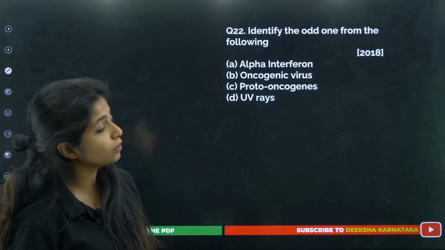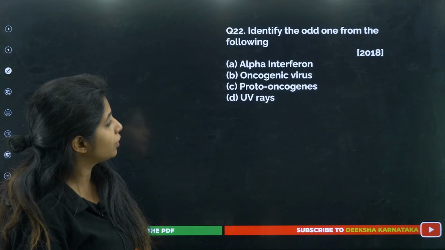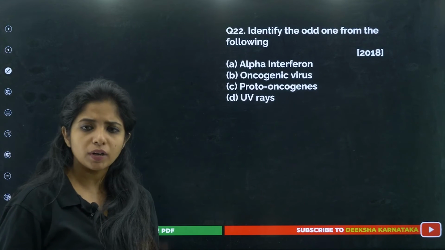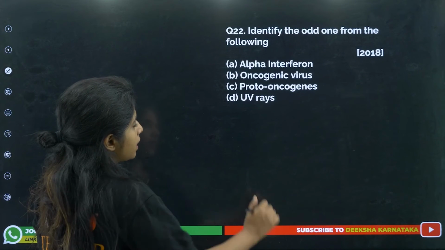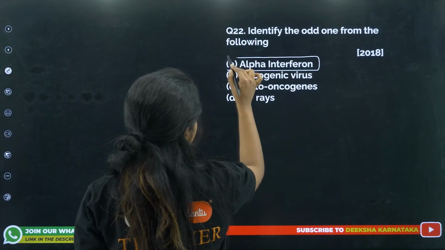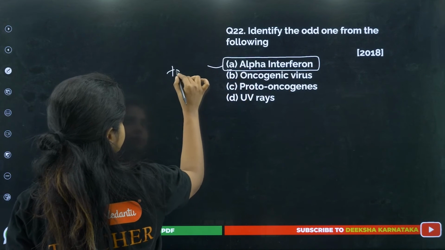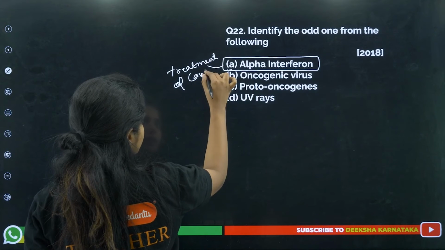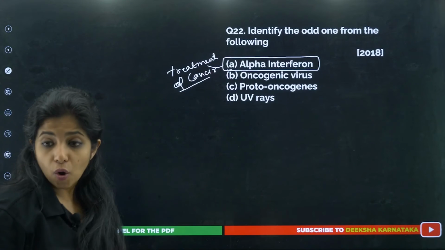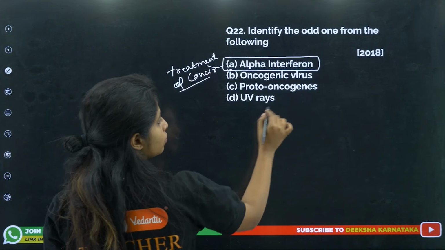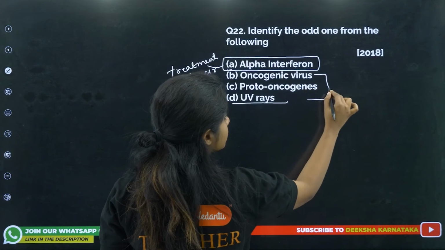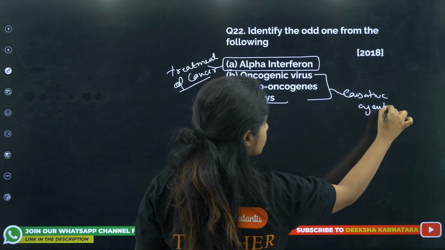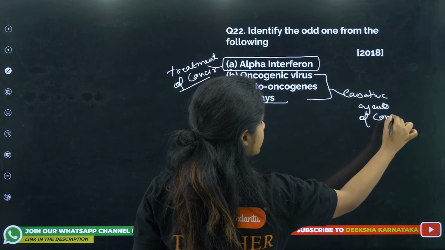Identify the odd one from the following: alpha interferon, oncogenic virus, proto-oncogenes, UV rays. What will be the odd one out, children? I will say it is alpha interferon. Alpha interferon is used for the treatment of cancer. But when you talk about oncogenic virus, proto-oncogenes or UV rays, all of them are the causative agents of cancer. They cause cancer, my dear children.